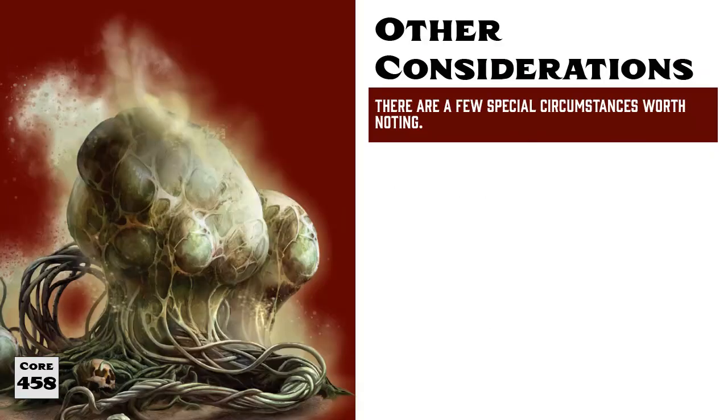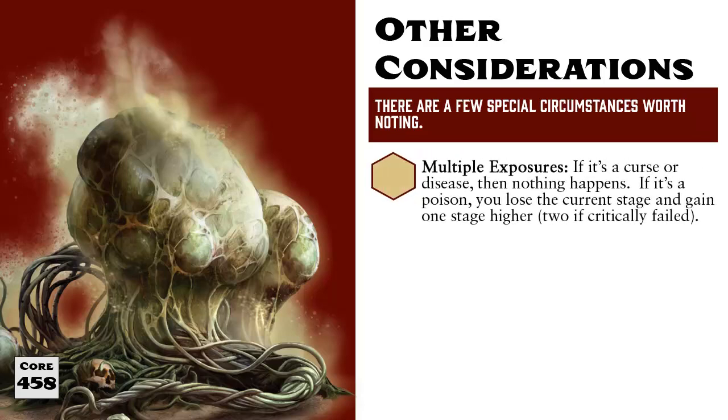There are a few other special circumstances that we should discuss too. For instance, what happens when you're exposed to an affliction while you're already suffering from that same affliction. This is one of the rare times where it's important to know what kind of affliction you're dealing with. If it's a curse or a disease, then multiple exposures have no effect. But if it's a poison, then multiple exposures require a new saving throw for each exposure, and if you fail, you'll lose the current stage and gain one higher. Or on a critical fail, you lose the current stage and gain the stage 2 higher.